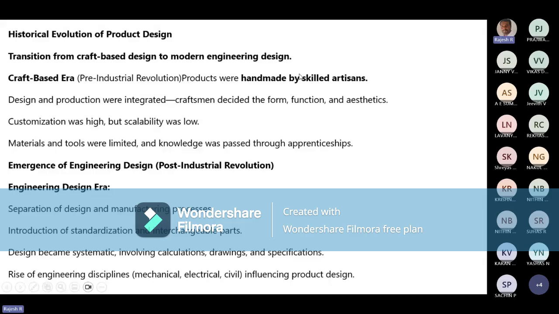And now, after the post-industrial revolution, the engineering design era started, where a separate design process and manufacturing process were categorized. Standardization and interchangeable parts were introduced. Design became systematic, involving calculations, drawings, and specifications. There was a rise of engineering disciplines like mechanical, electrical, and civil, which influence the product design for the most efficient product.